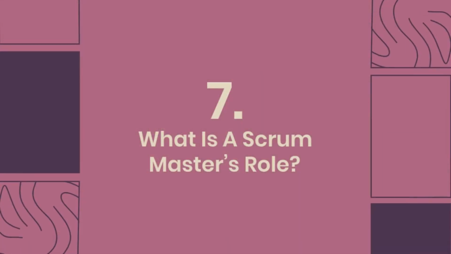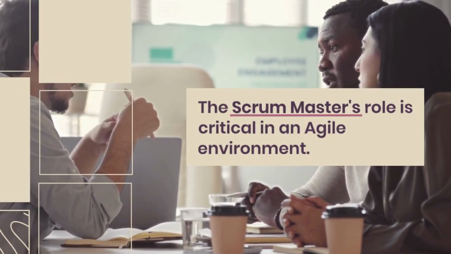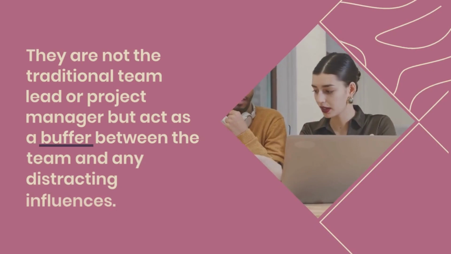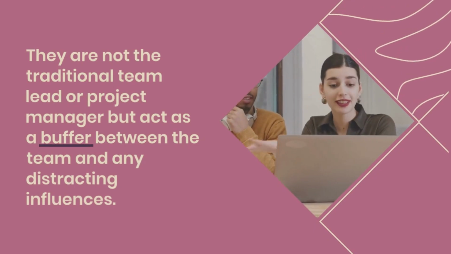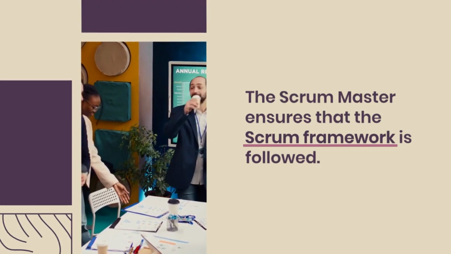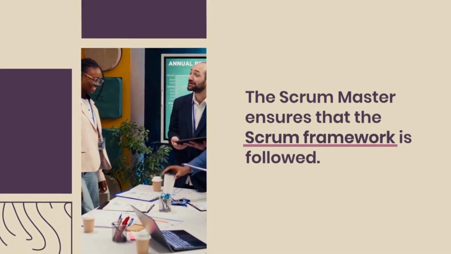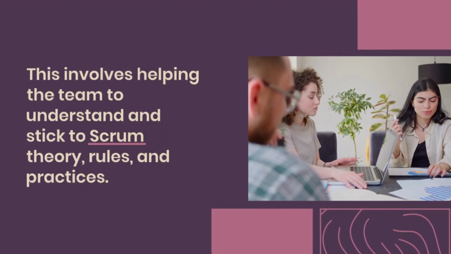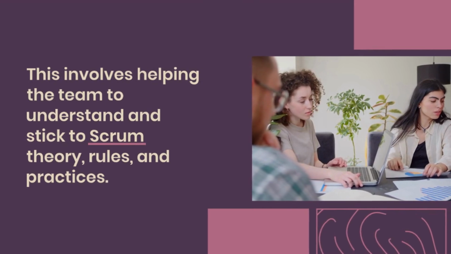7. What is a Scrum Master's role? The Scrum Master's role is critical in an Agile environment. They are not the traditional team lead or project manager but act as a buffer between the team and any distracting influences. The Scrum Master ensures that the Scrum framework is followed. This involves helping the team to understand and stick to Scrum theory, rules, and practices.